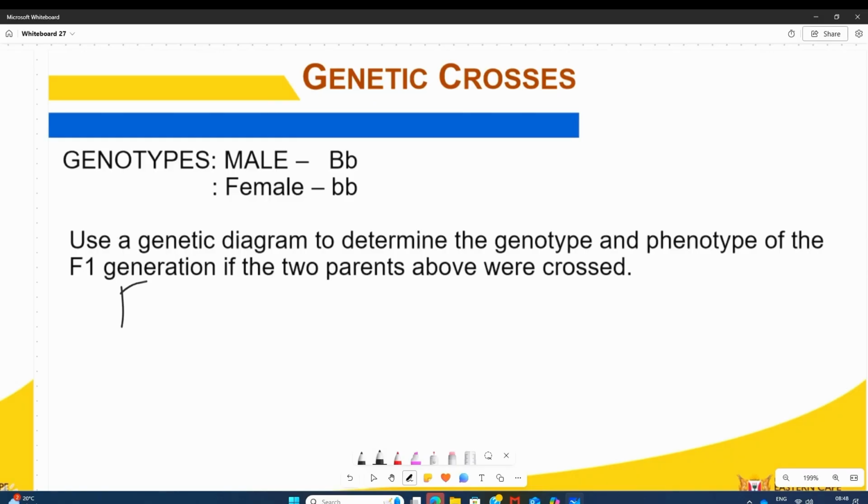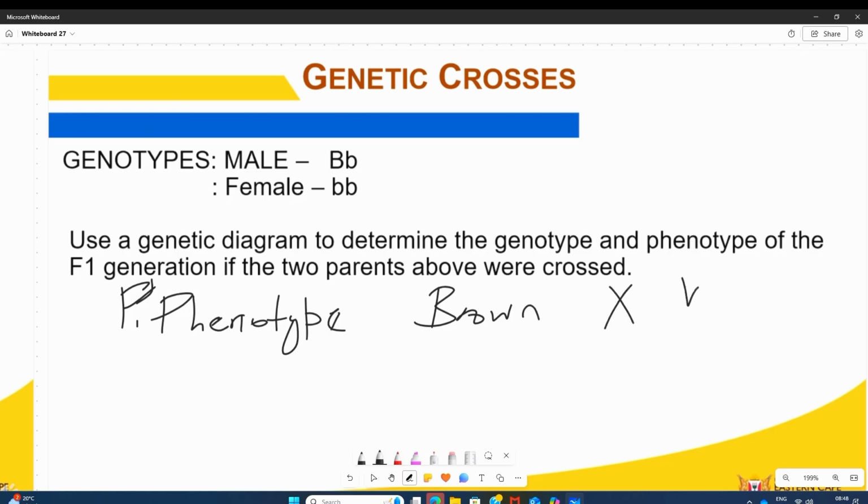Now, we have the first parent generation. These are the first parent generation, P1. And then we have the phenotype. The phenotype of the male, we said it is brown. The female is white. We also have the genotype. The genotype, remember, it is heterozygous. Then the female is homozygous. Small letter and a small letter.